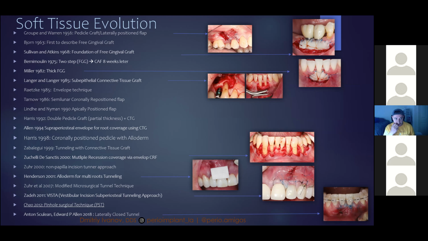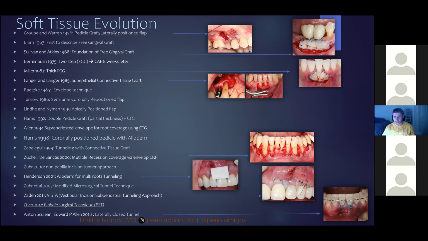We're going to talk a little bit about how Langer introduced the connective tissue graft to us. Zucchelli and De Sanctis introduced the envelope flap for multiple recession defects. Tunneling with AlloDerm was introduced to us back in 2001, and then Zadeh introduced VISTA, a technique that I'm going to talk a lot about today as well.